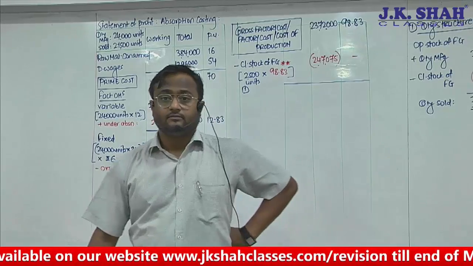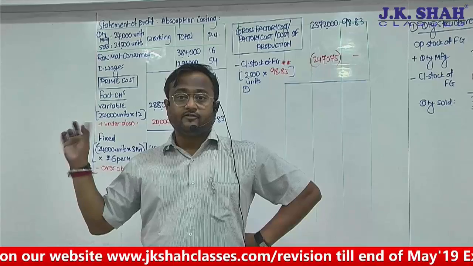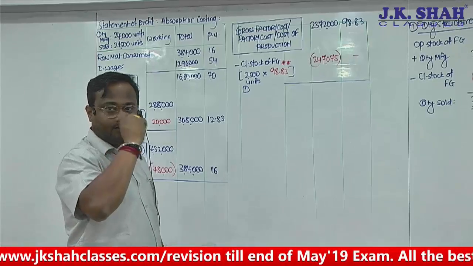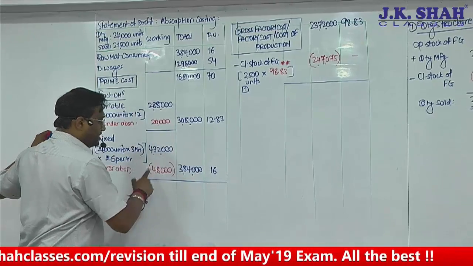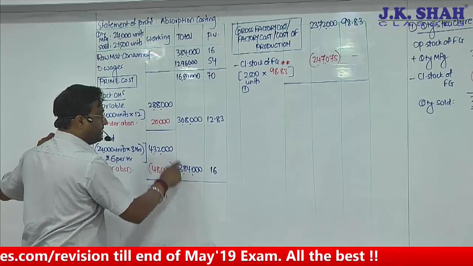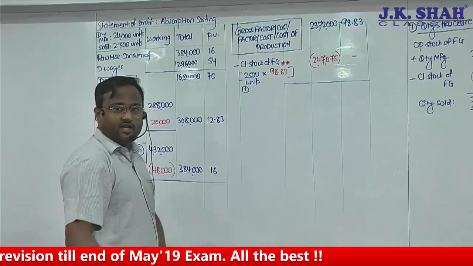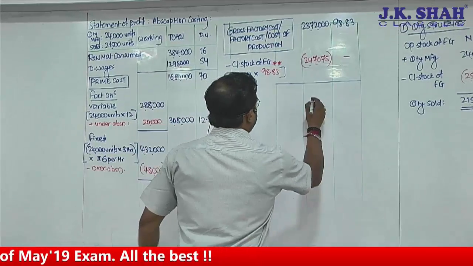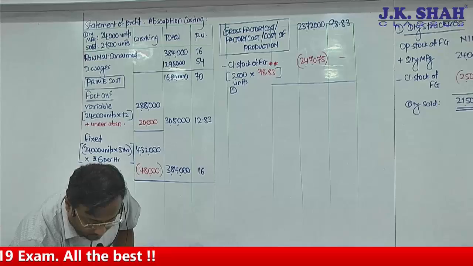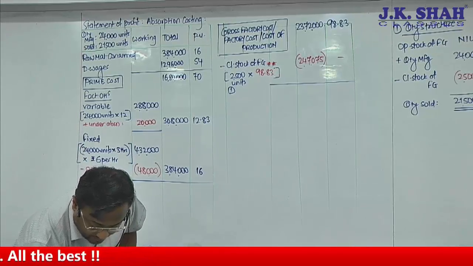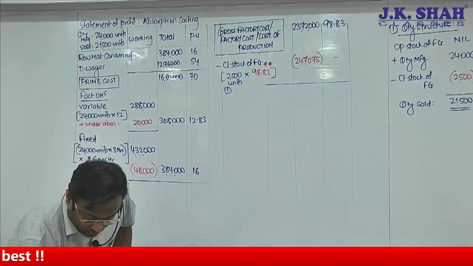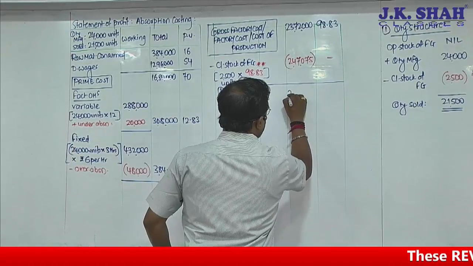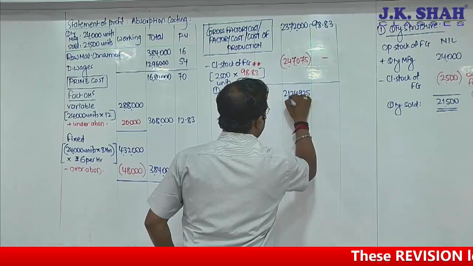I adjusted 48,000. That means my stock is taken at an actual cost structure and not the absorbed one. That means this is not my budgeted figure. This is my actual figure. That means my stock is valued at actual cost, which is quite logical because you want actual profit at the end of the year. So 23,72,000 minus 247,075 is 21,24,925.